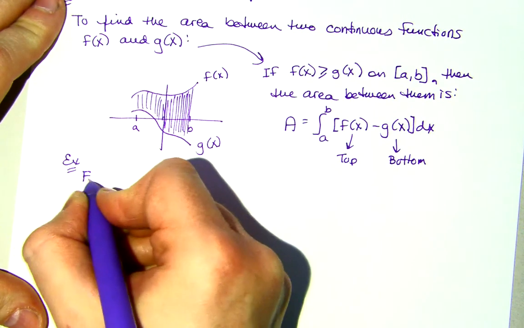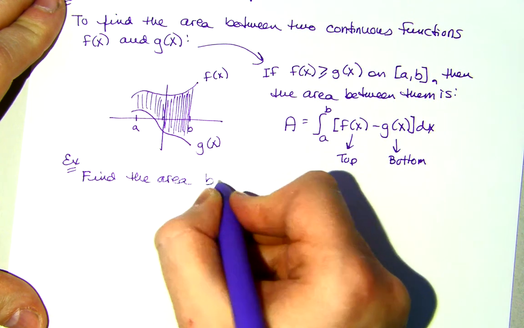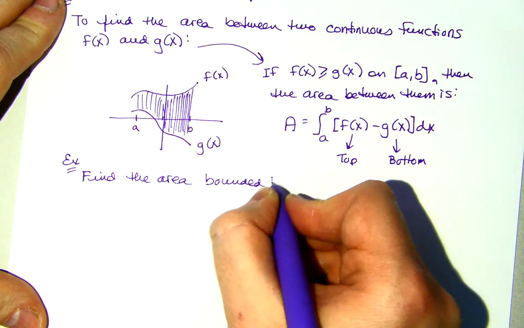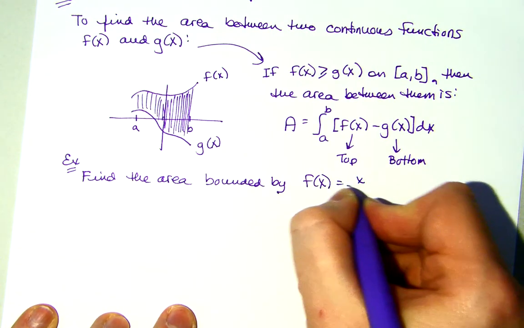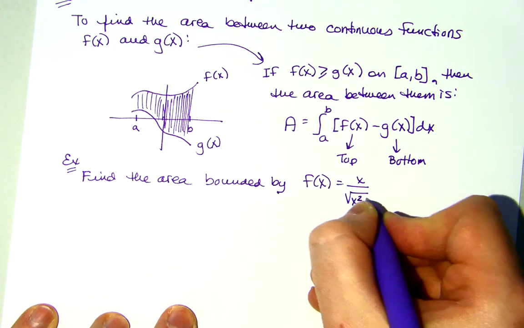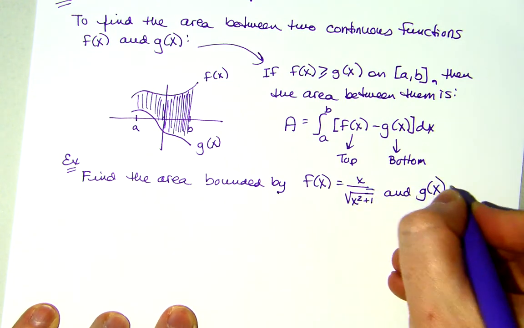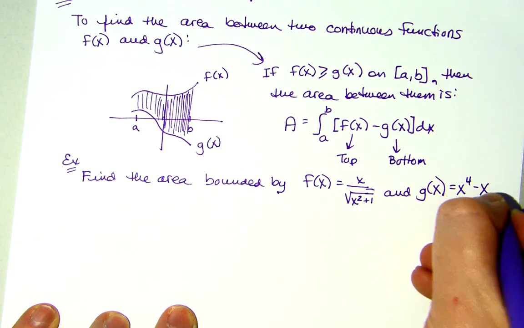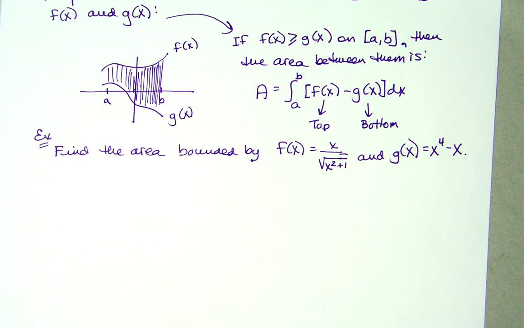I want to find the area bounded by f of x, which equals x over the square root of x squared plus 1, and g of x, which equals x to the fourth minus x. I want to find the area bounded by them. Usually it'll say bounded, so in between them. Other times I might say over an interval from like 0 to 3 or something, and then we'll deal with that region when we see that.